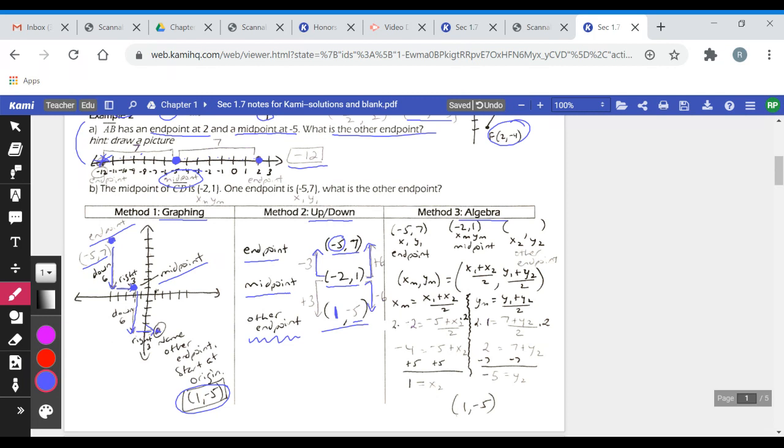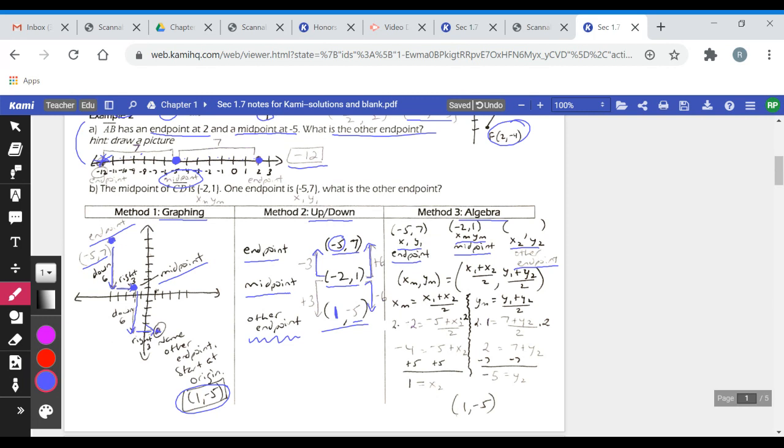And you can see I wrote the midpoint here in the middle, -2, 1. I wrote one endpoint, -5, 7. And over here, I left my parentheses blank and said that's the other endpoint. All right, I went ahead and labeled my points. For the midpoint, I labeled it XM, YM, just so I didn't lose track of everyone. Over here, I labeled the endpoint -5, 7 as X1, Y1. And then the other endpoint, I labeled X2, Y2.